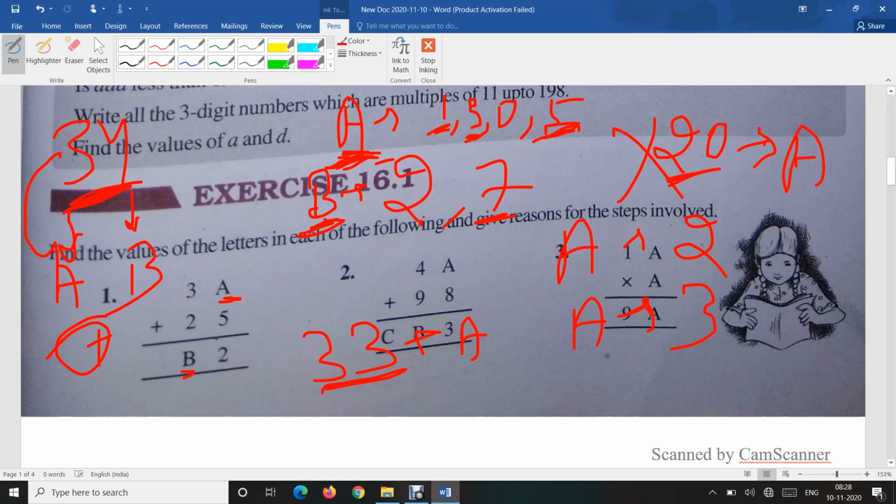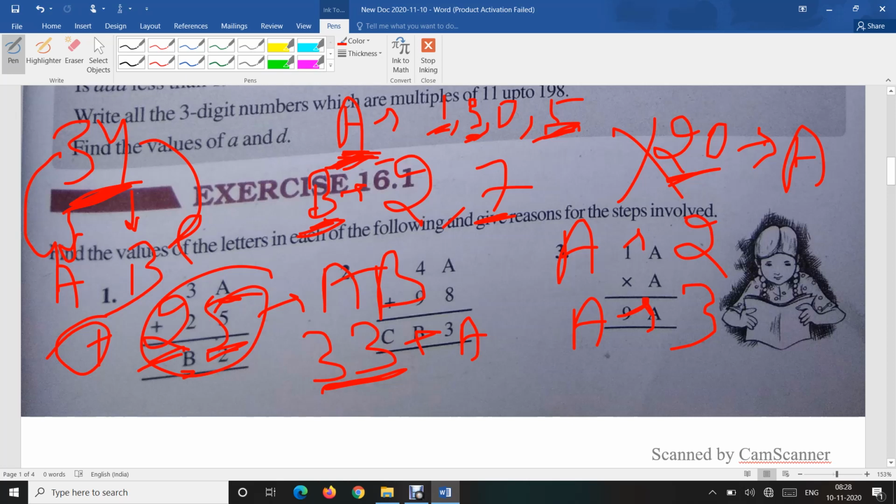That means 3 is represented by A and 4 by B. But the number 25 cannot be represented by A. It can be represented by AB, that means A is 2 and B is 5. This is the second rule.